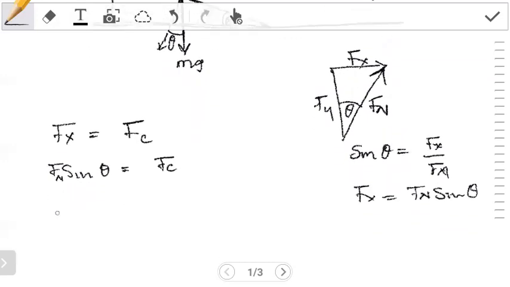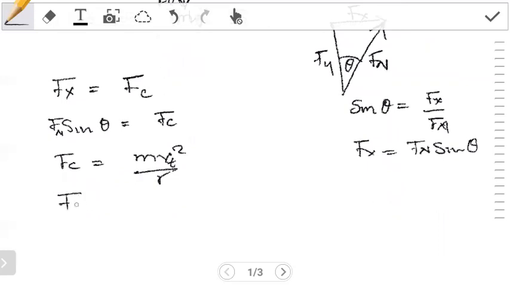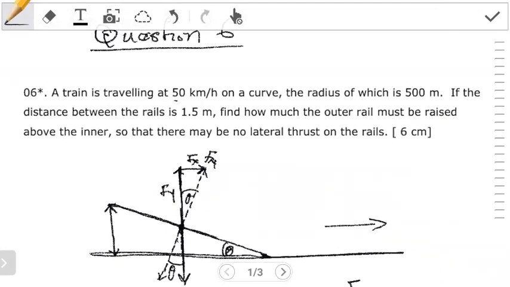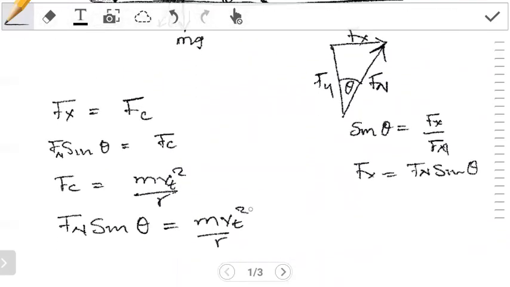But then recall that the centripetal force is equal to m v_t squared over r. So when we substitute, we now have the normal force sine theta is equal to m v_t squared over the radius. Okay. Now, if we go back to our question and we just want to see what velocity we're given. So the velocity we're given is a tangential velocity. So we can leave our velocity in terms of its tangential form.